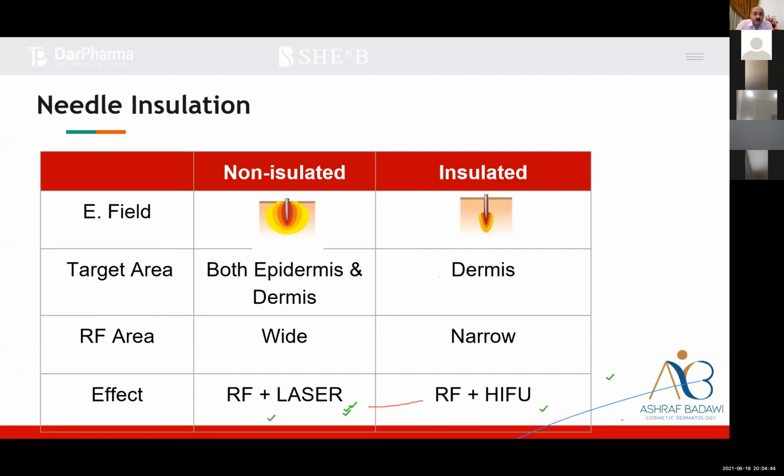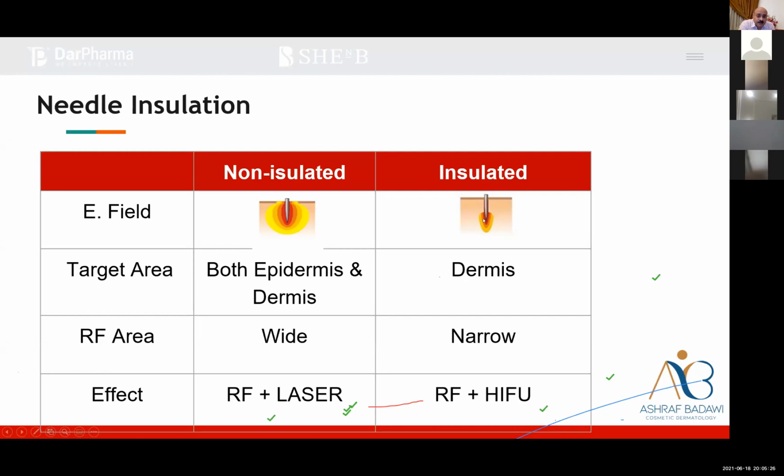One of the most important points which we need to discuss today is the difference between insulated and non-insulated needles. There are companies which are producing non-insulated needles and others which are producing insulated needles. So what is the difference? The non-insulated needle is emitting the radio frequency all through the shaft, which is inserted into the skin. So this is going to target all the layers of the skin according to the depth of the needle we are using. So it can target both the epidermis and the dermis. The RF area in this case is going to be much wider than with the insulated needle.